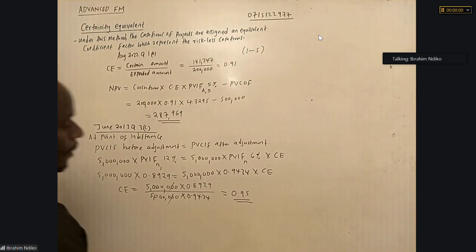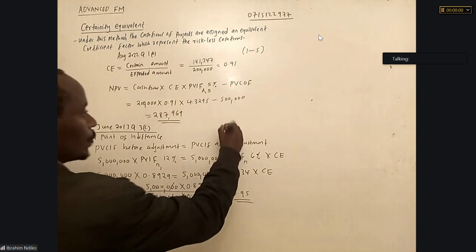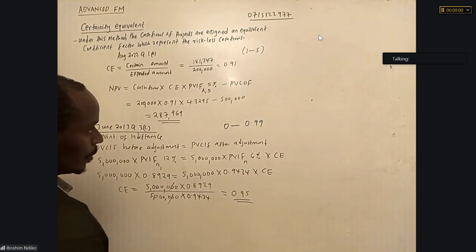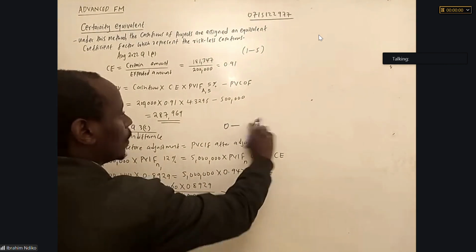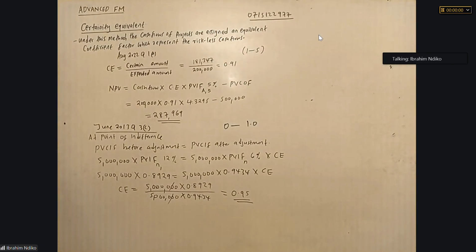Sivyo? Yes. 0.95. Now, certainty equivalent usually ranges from 0 to 1, so 0.1, 0.2, 0.3, 4, 5, 6, up to 1.0. But it cannot be more than what? It cannot be more than 1.